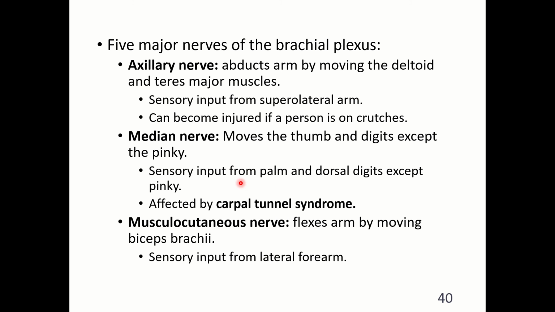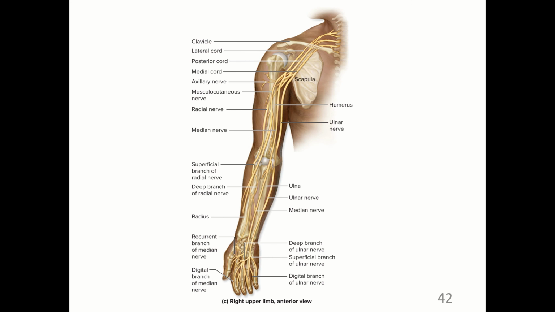It is affected by carpal tunnel syndrome because since it's moving the thumb and the digits, the median nerve is often the one that we use when we are typing. And so you can pinpoint the median nerve right here because median means midline. So it runs down the midline of your arm, and here you can see it branches to the thumb, the pointer or index finger, the middle finger, and the ring finger. But notice that the median nerve does not innervate the pinky. So this is where carpal tunnel syndrome would occur, in this area of the median nerve.